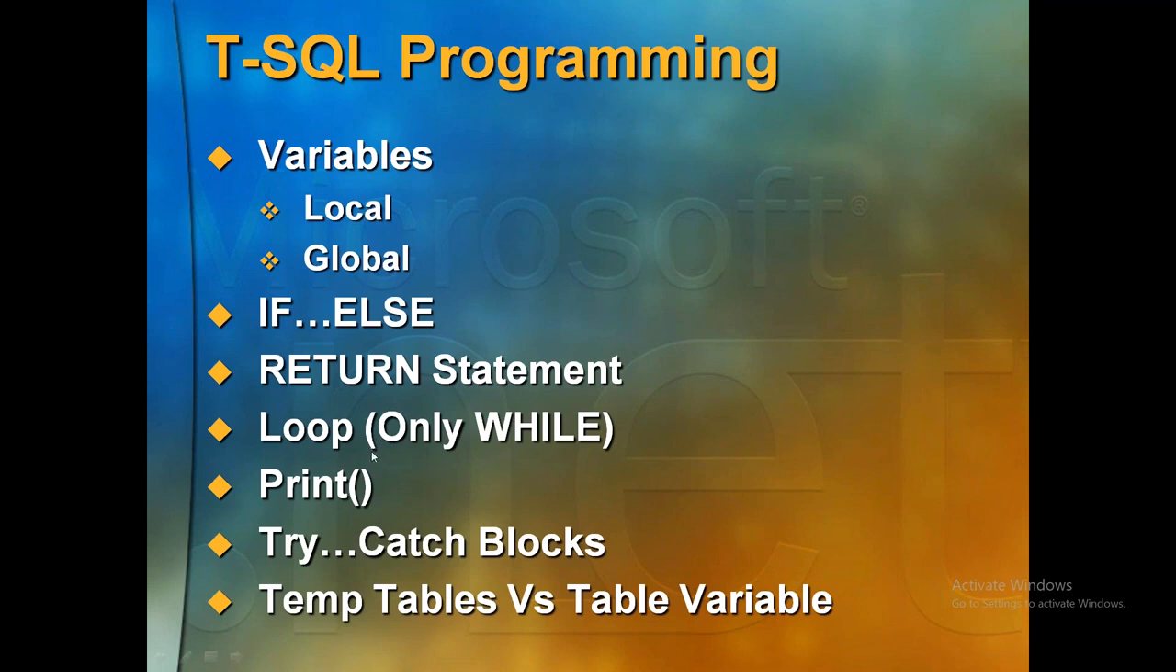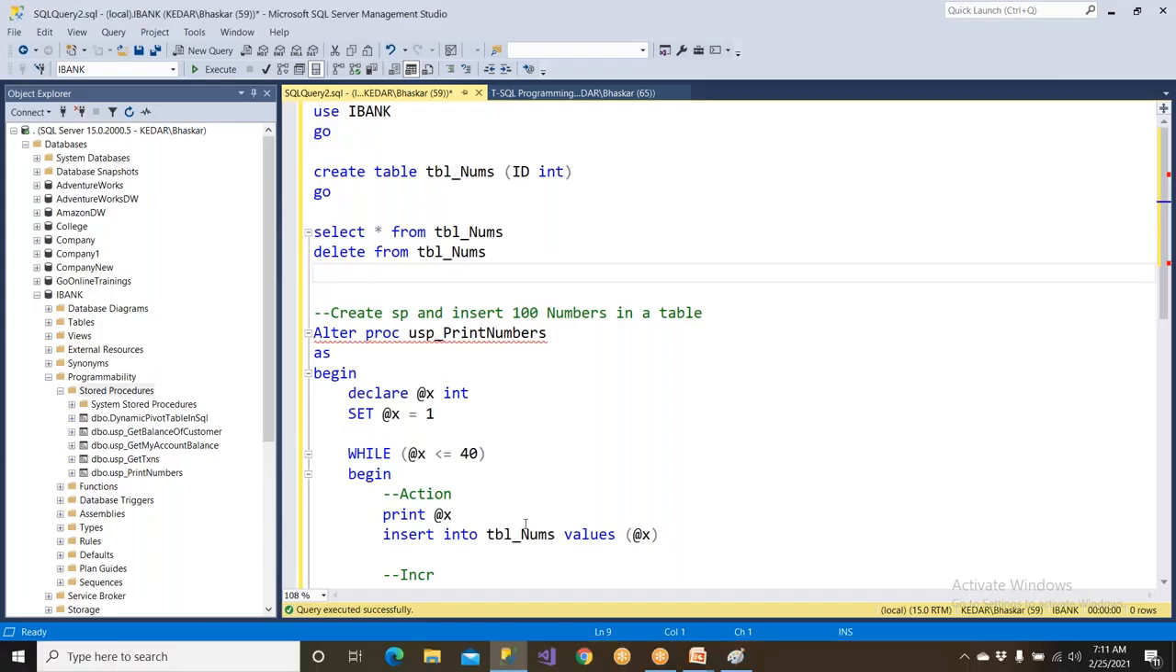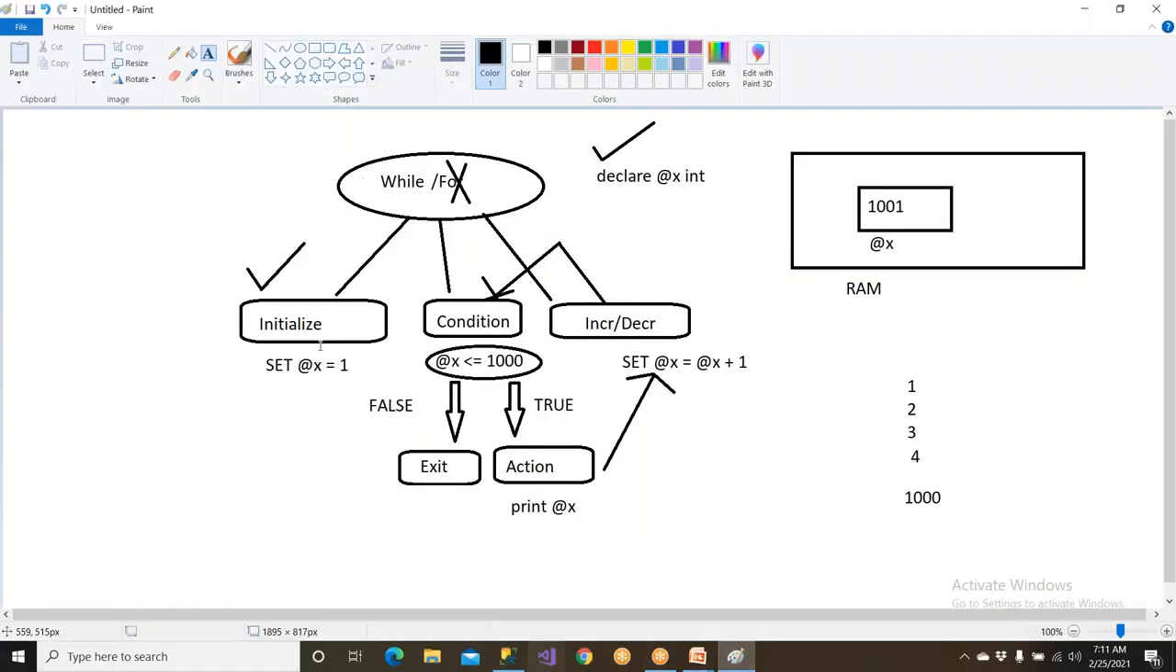So now we understood what a loop is. There are many loops in programming. You have while loop, do while loop, for loop, and everything. But in SQL Server, we have only while loop. So loops will have syntax like this. What is the syntax? Initialization, condition, increment, and decrement. If the condition is true, it is going to do something, and after the action, it is going to increment or decrement. If you put a minus operator, it is going to decrement.